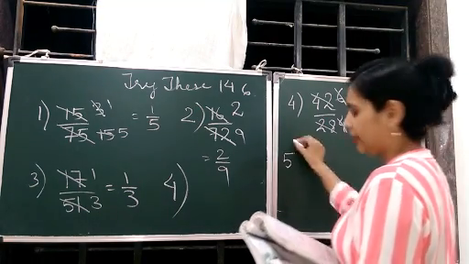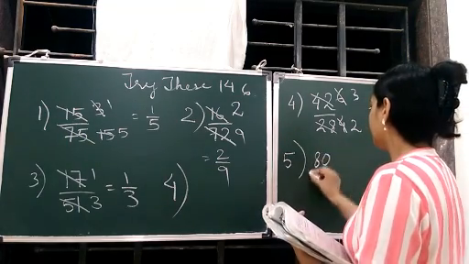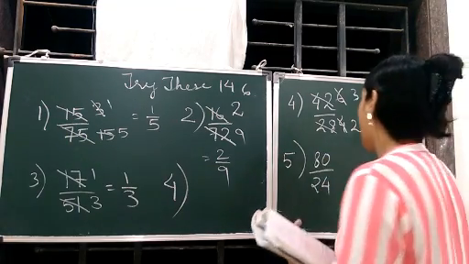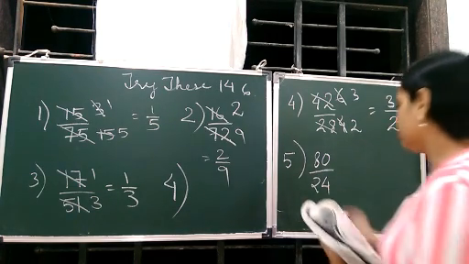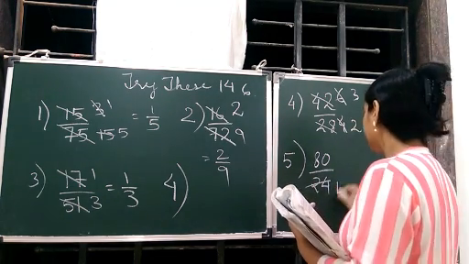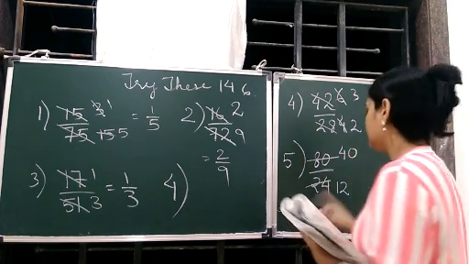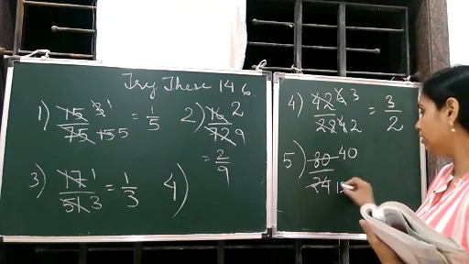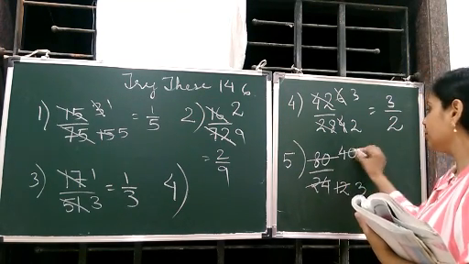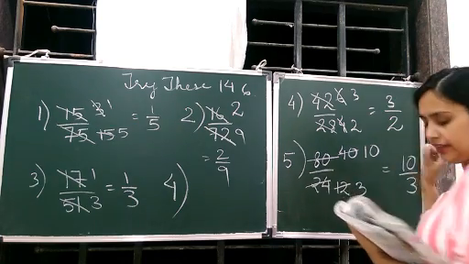Then going ahead to the fifth one, 80 by 24. Both are divisible by 2. 2 twelves are 24 and 2 forties are 80. Still both are divisible by 4. 4 threes are 12, 4 tens are 40. So you can see 10 by 3.